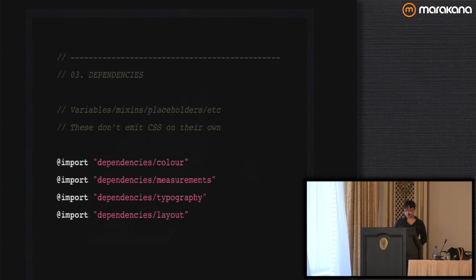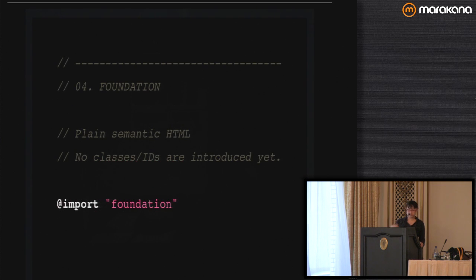Then I start with dependencies. These are your variables, your mixins, basically creating a library of settings and tools that you can use throughout your CSS. But if you were to compile these on their own, they won't actually emit any CSS. They only do so once you use them. That way, it becomes a global tool set that we can use throughout all our different applications. That would be things like your color settings and type settings.